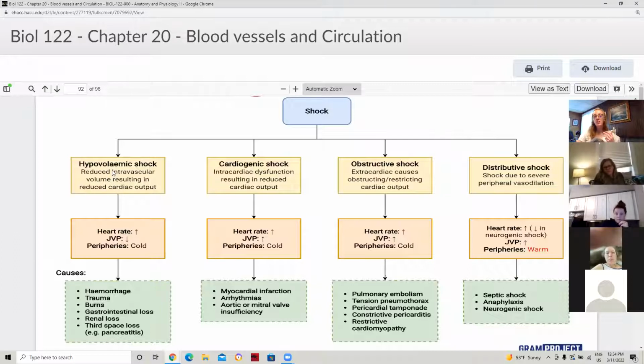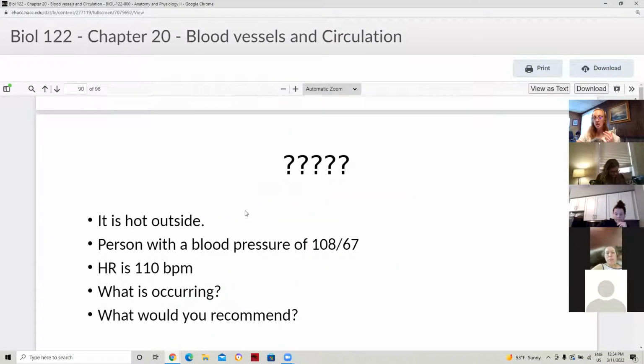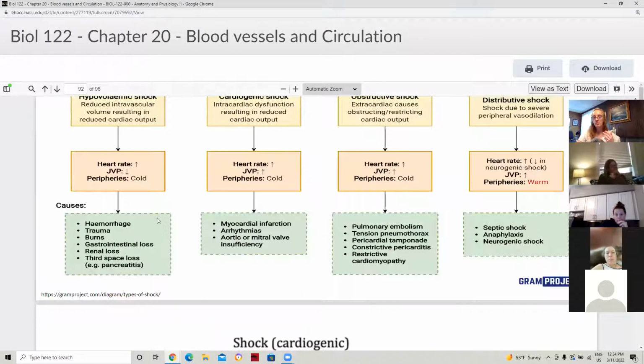Hypovolemic, meaning the blood volume has dropped. The result is just like we saw up here. You have lower blood volume, so the heart rate goes up. This JVP has to do with jugular venous pressure. Right now, just realize it's going down.